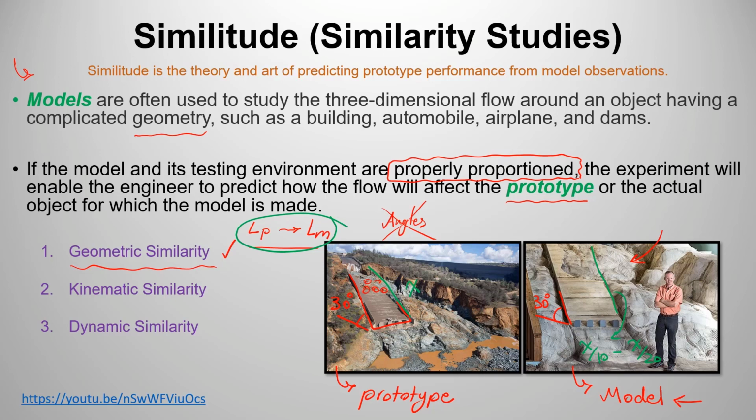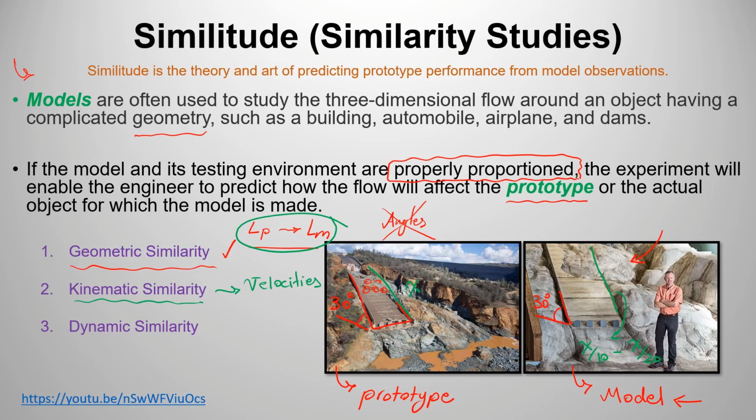Now, the second criteria is kinematic similarity. What is kinematic similarity? So you know that kinematic refers to velocities. In other words, the velocities that you're using in your model should be proportioned to the velocities that occur in the prototype, right? So you cannot have one flow rate in your spillway in the dam and then go to the lab and increase the flow rate or decrease the flow rate to the level that you want to. They should be proportioned in prototype and the model.